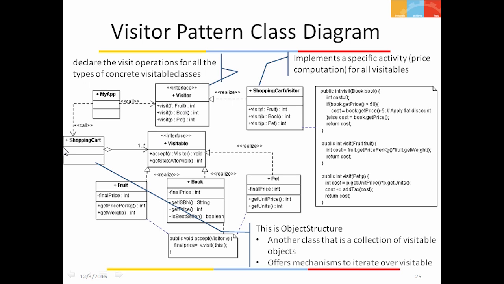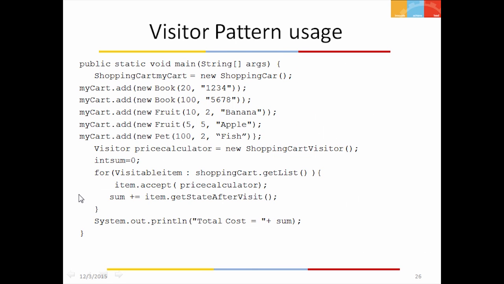So this is completely another class, which is basically a collection of visitable objects, and it typically offers mechanisms to iterate over the list of visitable elements. So let's look at the usage here. Here a new shopping cart is created, and then new items are being bought: a new book, 2 books, 2 different fruits, and a pet.